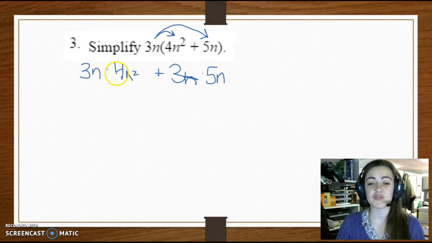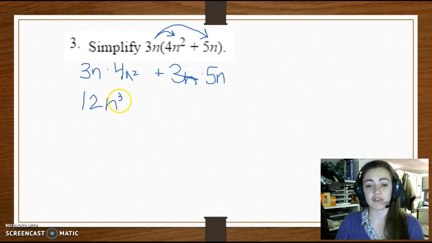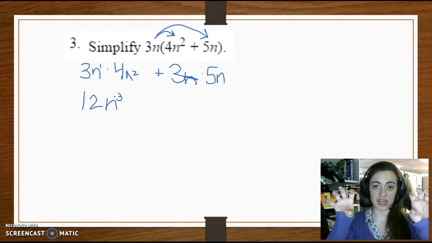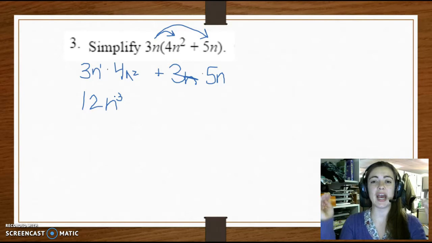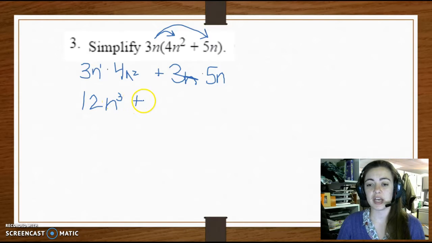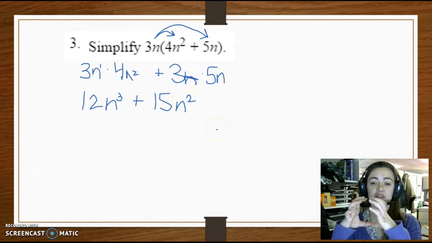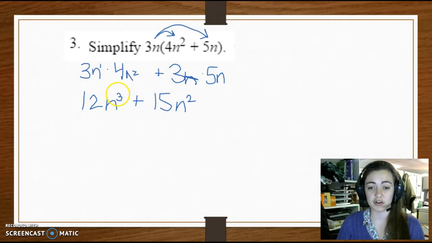So 3n times 4n squared. 3 times 4 is 12. n times n squared is n to the third. You would have 3 n's total. Or you can think about using your exponent rules: when you multiply exponents with the same base, in this case n, you add the exponents. So 1 plus 2 is 3. Then you're going to add 3n times 5n. 3 times 5 is 15. n times n is n squared. Now we can't combine these further because they're not like terms. n cubed and n squared are not alike. So that is our final answer.